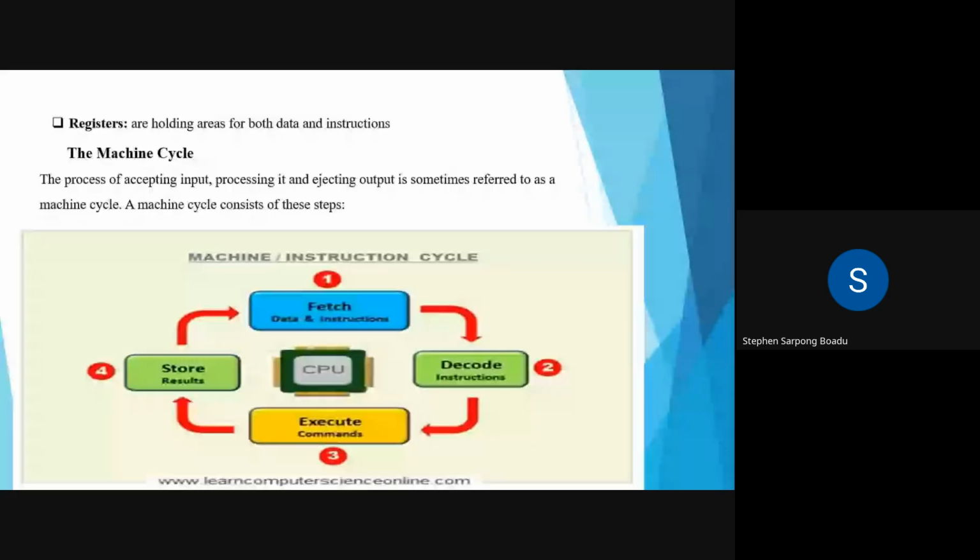All right, now that we have seen the main components of the CPU, that is the ALU, the registers, and the control unit, we will now look at the machine cycle. The machine cycle is how the computer takes in data, how it processes it, and then how it outputs it. That is basically what the machine cycle is.